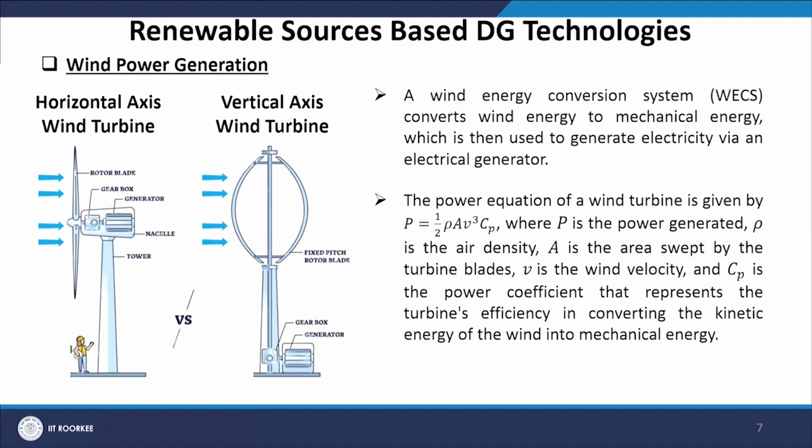Now, wind power generation is of two types. One is the horizontal axis wind turbine, the other one is the vertical axis wind turbine. Now, a wind energy conversion system, popularly known as WECS, converts wind energy to mechanical energy, which is then used to generate electricity via an electrical generator.